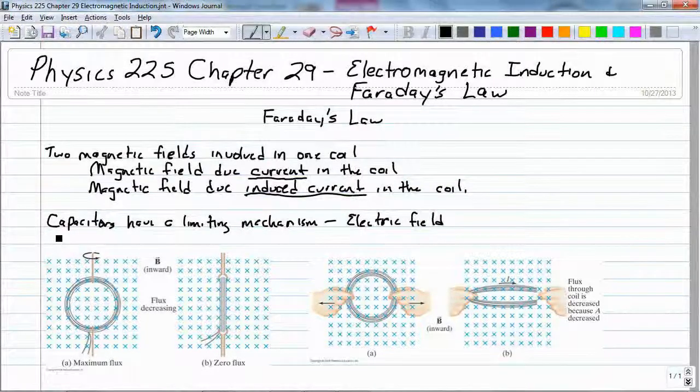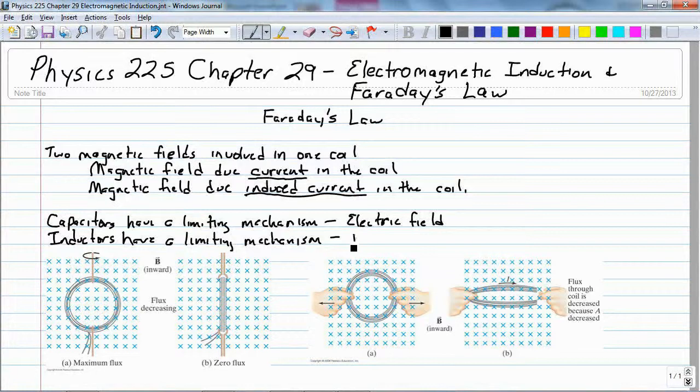In the inductor, inductors have a limiting mechanism, and that's the induced magnetic field. And that keeps the current from continuing to increase infinitely, and the magnetic field from increasing infinitely. So these ideas of limits really keep the world under control.